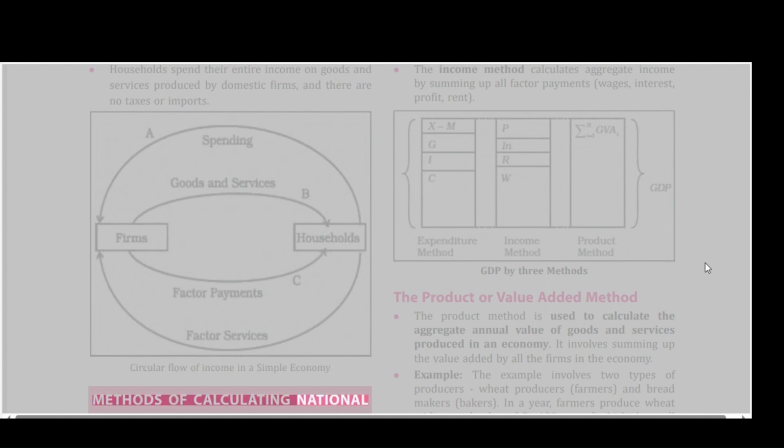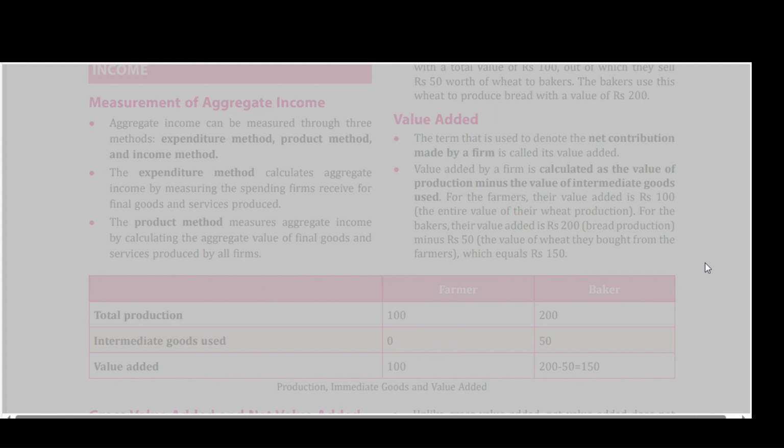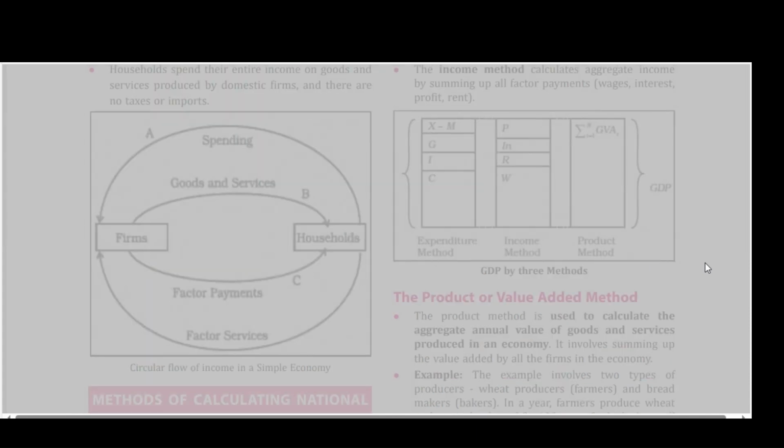Methods of calculating national income. Measurement of aggregate income. Aggregate income can be measured through three methods: expenditure method, product method, and income method. The expenditure method calculates aggregate income by measuring the spending firms receive for final goods and services produced. The product method measures aggregate income by calculating the aggregate value of final goods and services produced by all firms. The income method calculates aggregate income by summing up all factor payments: wages, interest, profit, rent.